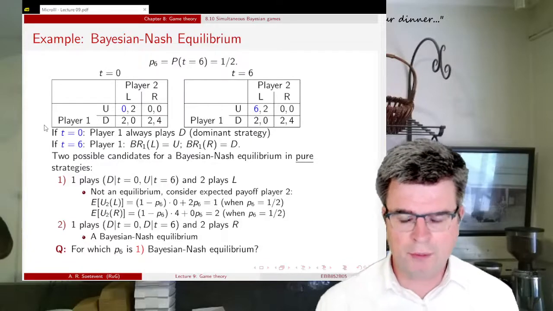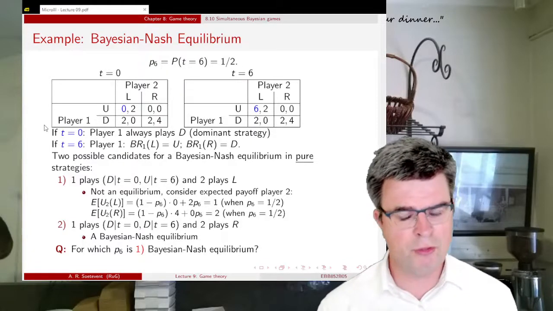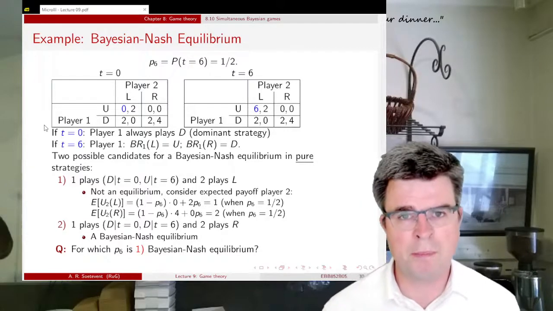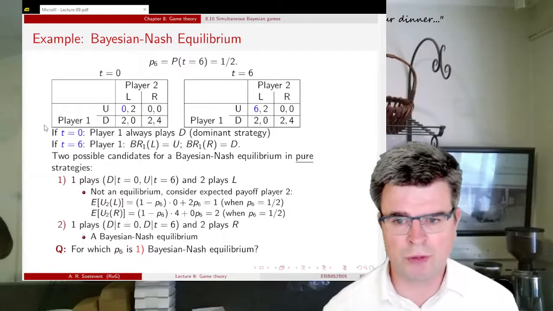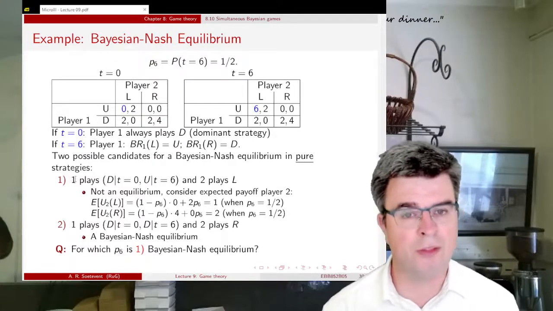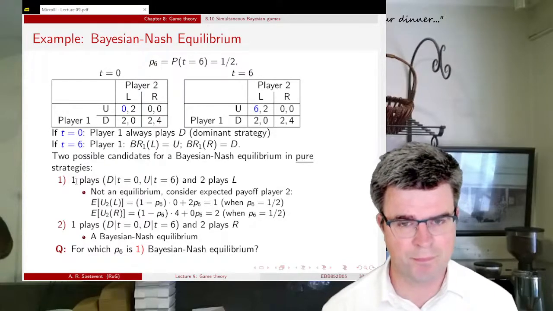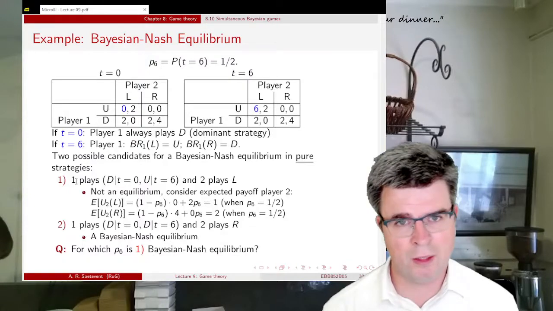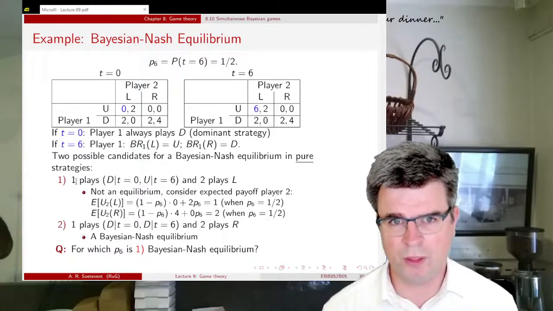And then we can ask the question, okay, but for which values of the probability that player 1 is of type T is 6 is our first candidate also a Bayesian Nash equilibrium? And that's a question for you to answer.